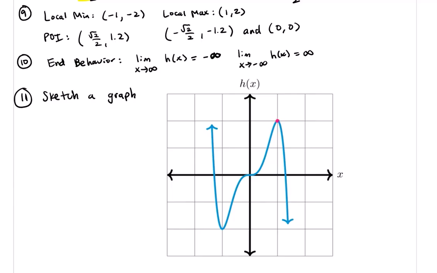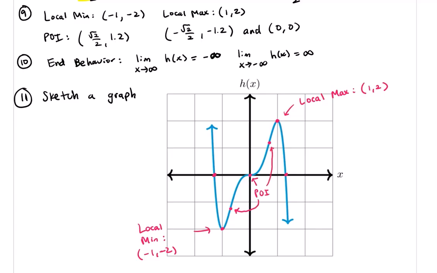And let's identify some points that we already did. Here is our local max. We said that was at 1, 2. Here we have our local min. That was located at -1, -2. We know our x-intercepts. Those are happening here, here, and here. This x-intercept also happens to be a point of inflection. And then our other points of inflection are happening at about there and about here. And that is how we create this sketch of this function's graph.